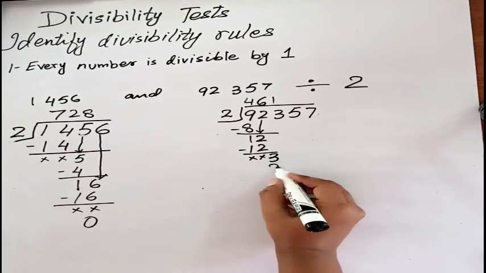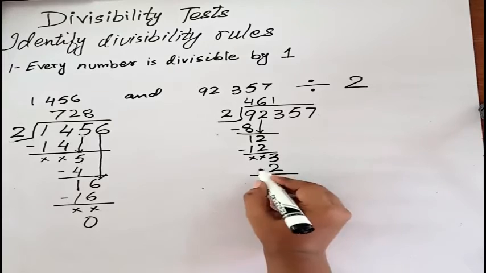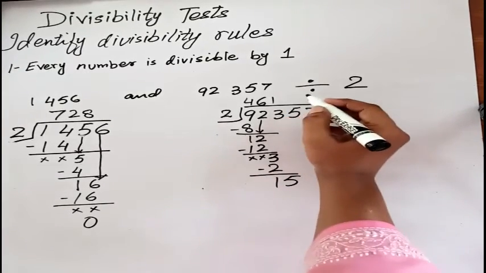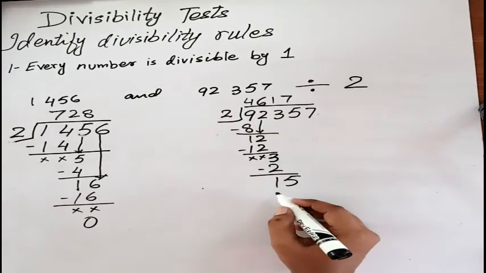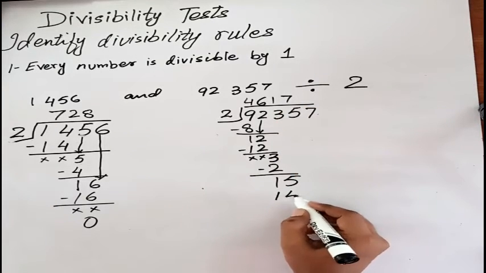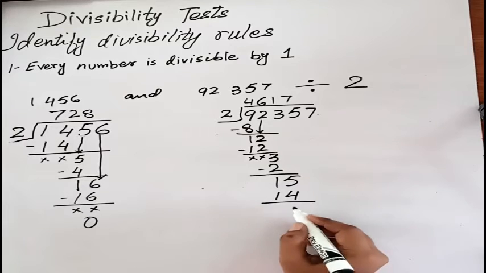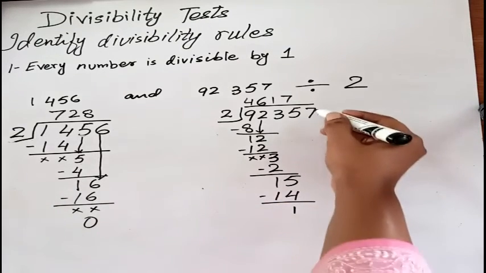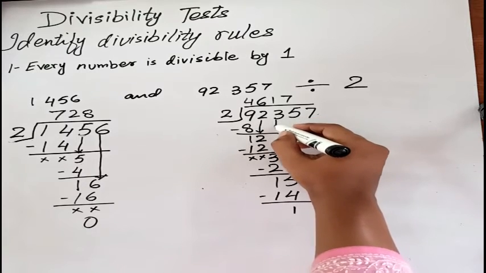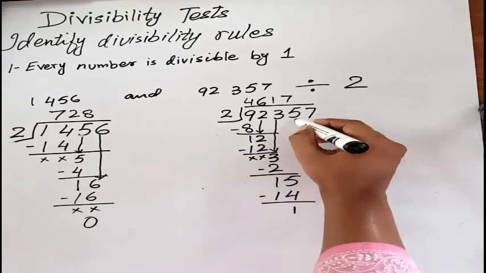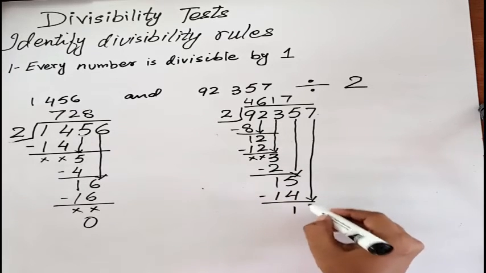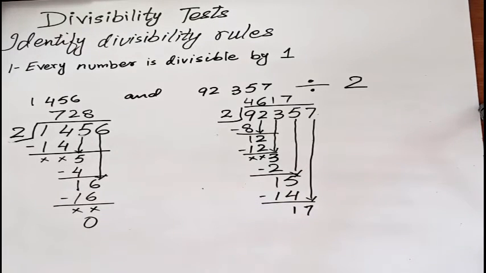2 ones are 2. Minus 1. 5 will come here. 2 ones are 2. 2 sevens are 14. Minus 1 will bring this 7 here. This has become 17.